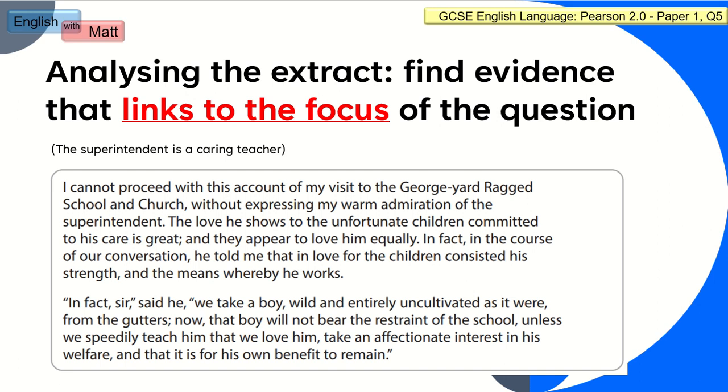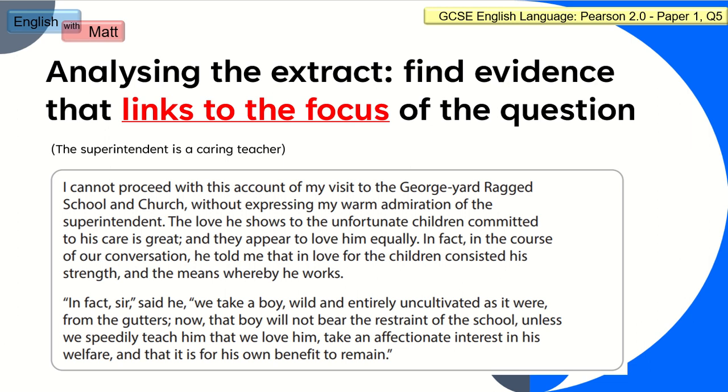I cannot proceed with this account of my visit to the George Yard Ragged School and Church without expressing my warm admiration of the superintendent, who's a bit like a head teacher, let's say. The love he shows to the unfortunate children committed to his care is great, and they appear to love him equally. In fact, in the course of our conversation, he told me that in love for the children consisted his strength and the means whereby he works.